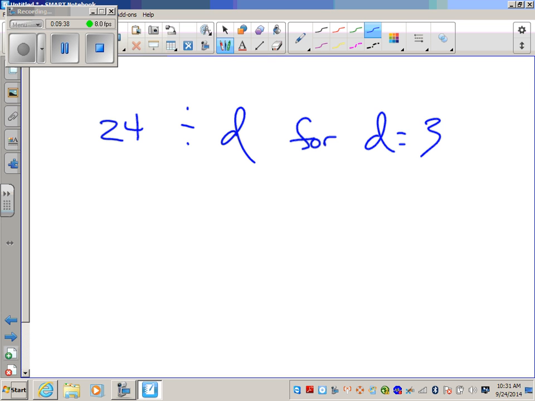Sometimes you'll get these. The expression 24 divided by d, if d is 3. So now d is 3. Okay. We get 8. Okay. Flip over your worksheet. 2-2.